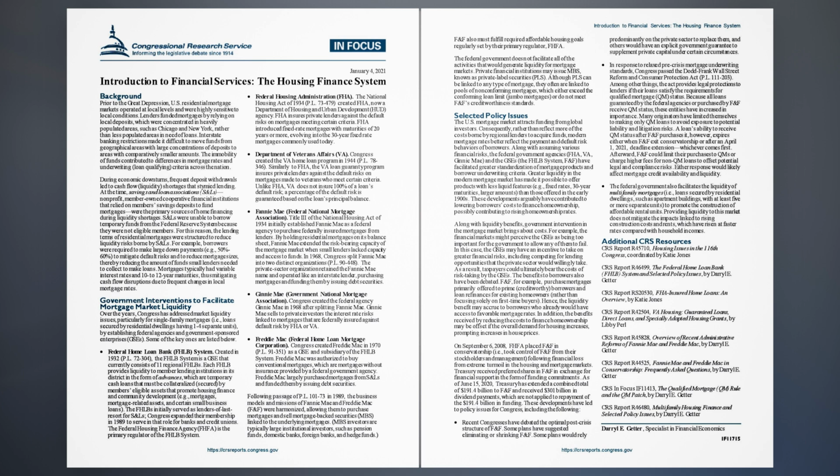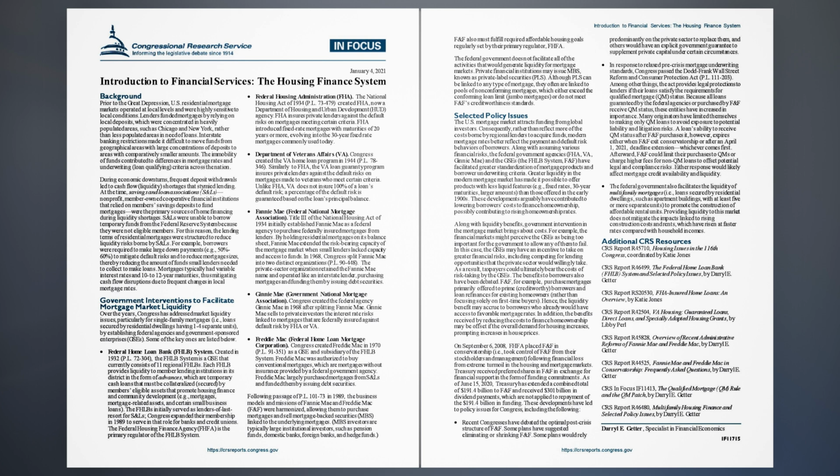Along with liquidity benefits, government intervention in the mortgage market brings about costs. For example, the financial markets might perceive the GSEs as being too important for the government to allow any of them to fail. In this case, the GSEs may have an incentive to take on greater financial risks, including competing for lending opportunities that the private sector would willingly take. As a result, taxpayers could ultimately bear the costs of risk-taking by the GSEs.